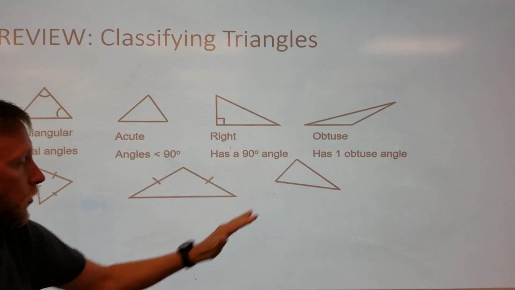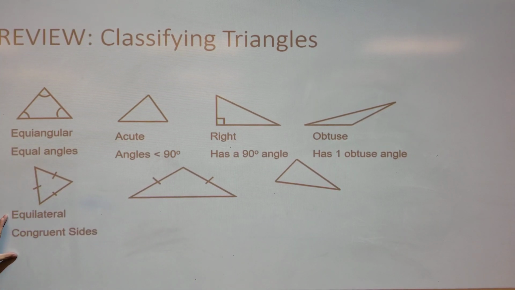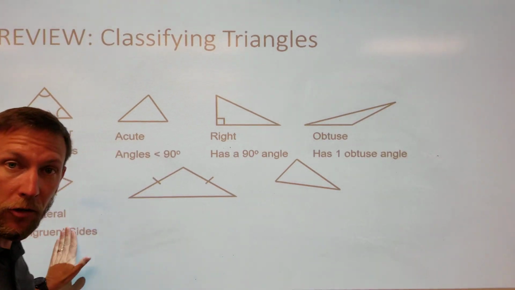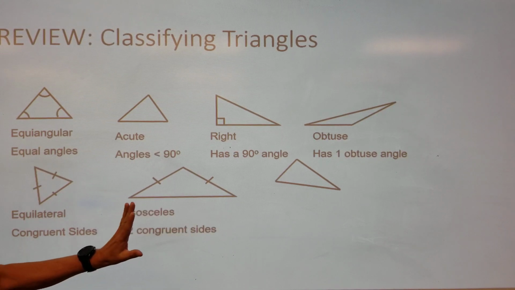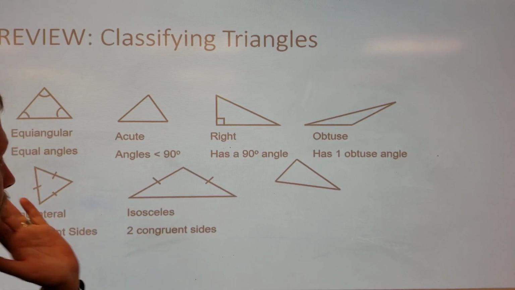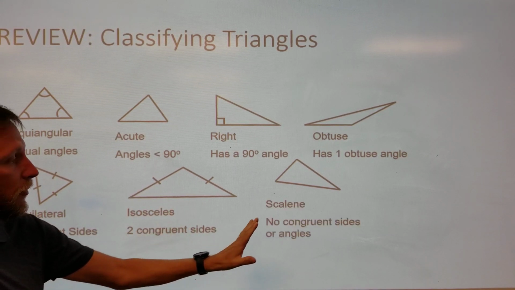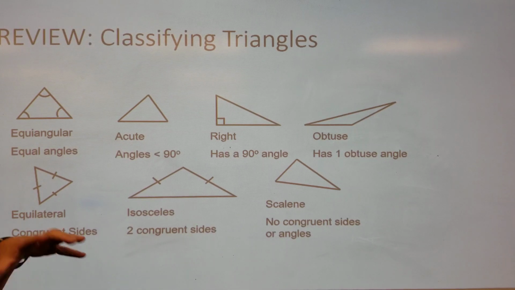That deals with the angles. Then these classifications are going to be based on the sides of the triangles. There's an equilateral triangle where all the sides are congruent. By the way, an equilateral triangle is also equiangular. An isosceles triangle has two congruent sides. We're going to learn that isosceles triangles also have two congruent angles, but this is referring to the sides, is how we describe that. And then scalene triangles have no congruent sides and therefore no congruent angles as well.